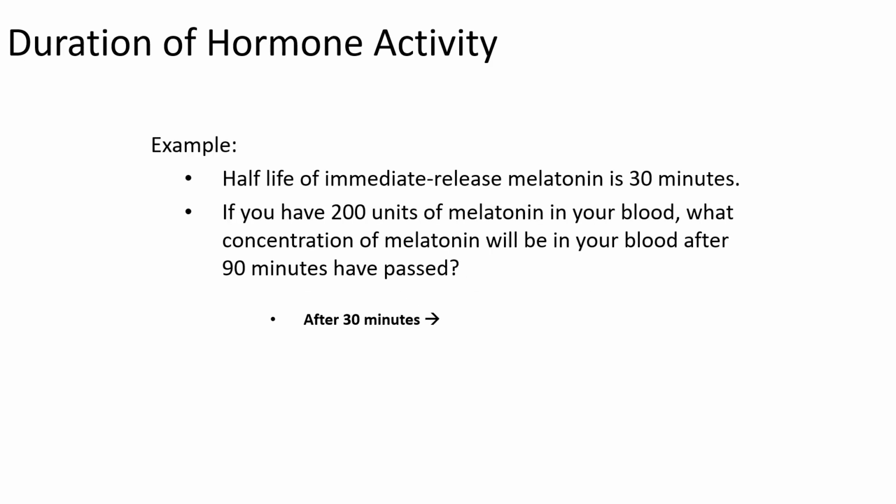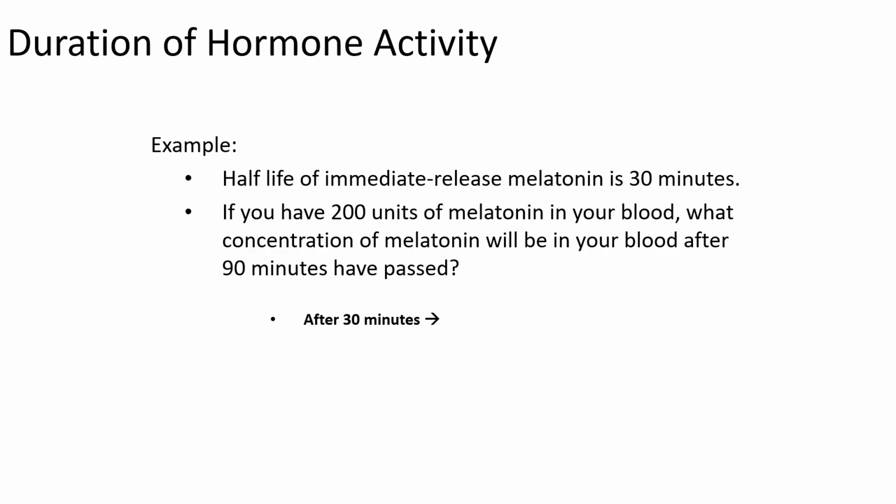So let's do an example where we try to calculate the half-life of a particular hormone over a specified period of time. We're going to use melatonin. Immediate release melatonin has a half-life of about 30 minutes. It's going to vary depending on the research where it's been tested, between 20 to 50 minutes, but we're going to go with 30 for the purposes of this example. Let's say you have 200 units of melatonin in your blood. What concentration of melatonin will be in your blood after 90 minutes have passed?